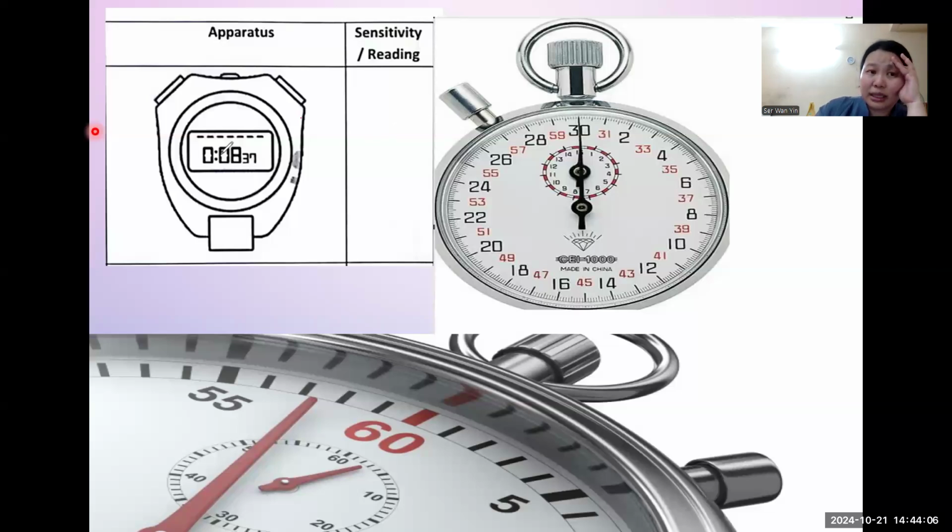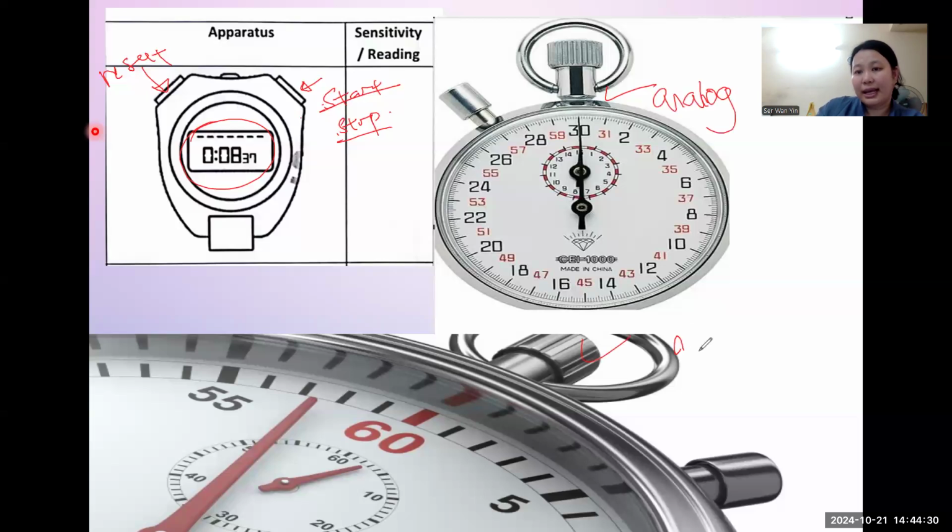What is the smallest scale here? Okay, so actually this one is reset. This one is start. Start and stop, same button. First press start, second press stop. Same as all of these. This is called analog. This is called digital stopwatch.